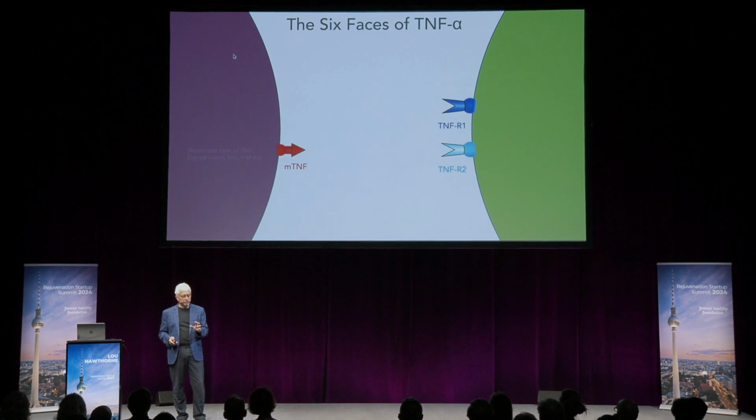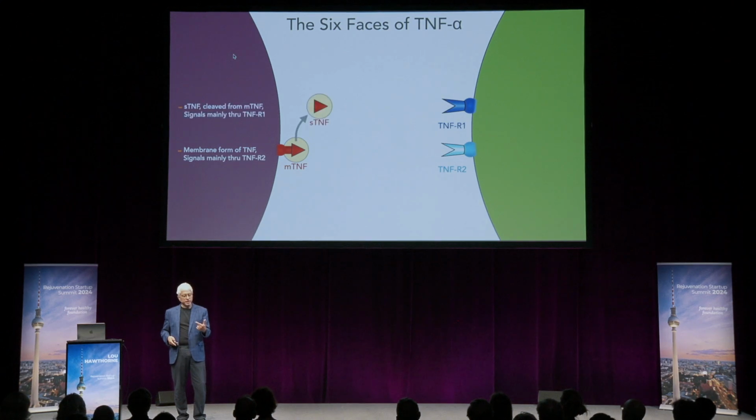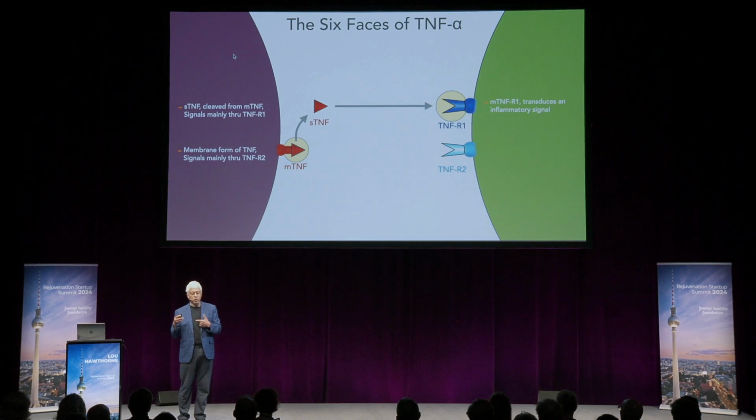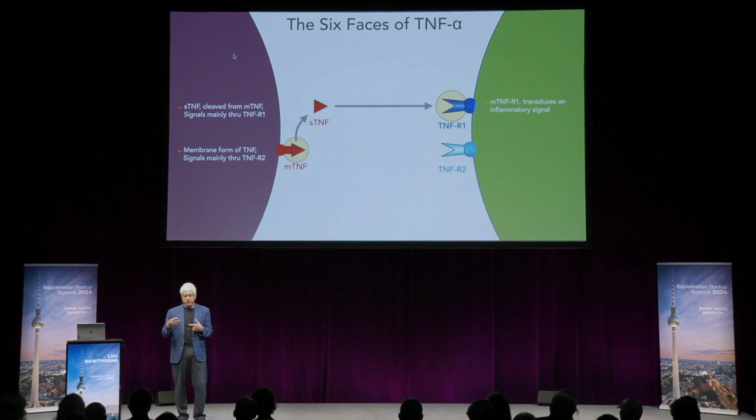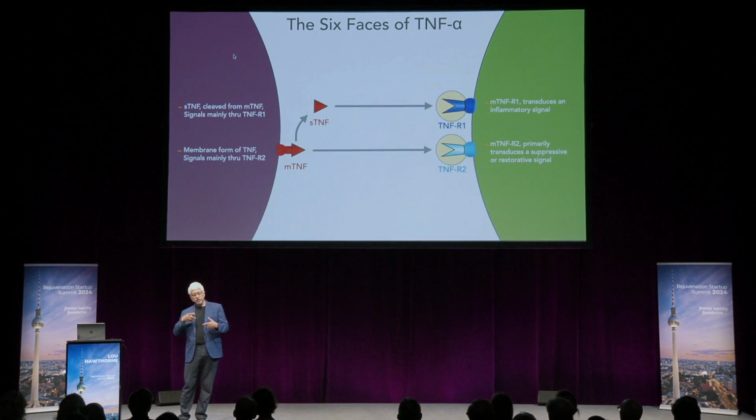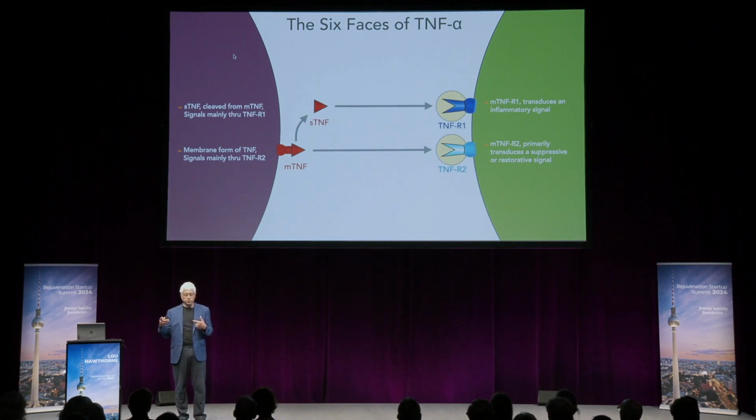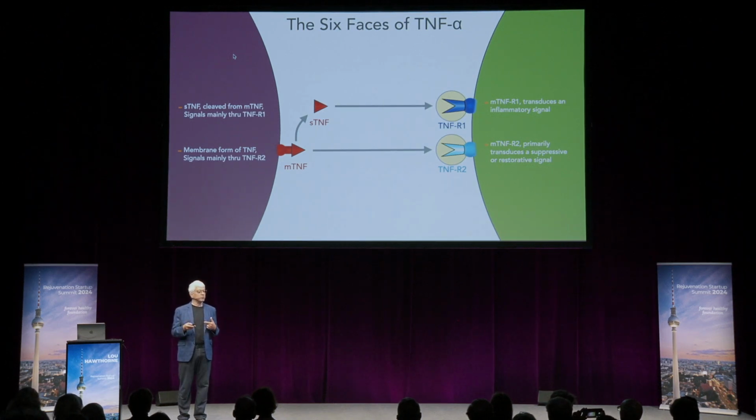So there's membrane TNF, which exists on the surface of multiple immune cells. That's the precursor to soluble TNF. Soluble TNF ligates one of 2 TNF receptors, TNF-R1, which transduces an inflammatory, sometimes apoptotic signal. This is how the immune system primarily clears out aberrant cells. But membrane TNF ligates a different receptor, TNF-R2, which transduces a suppressive or restorative signal. So note that the same cytokine is transducing 2 oppositional signals. One is inflammatory and one is suppressive or restorative. That's really interesting, and we're leveraging that in our therapeutic design.